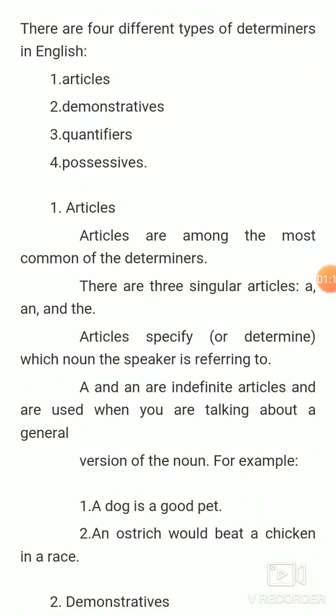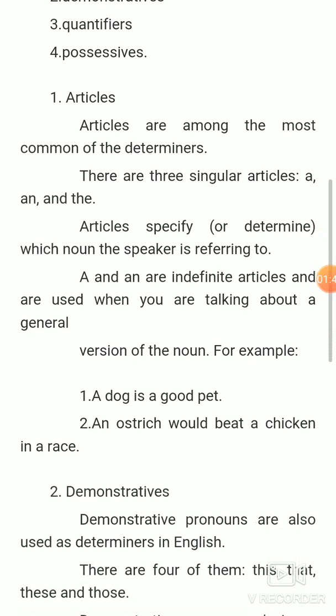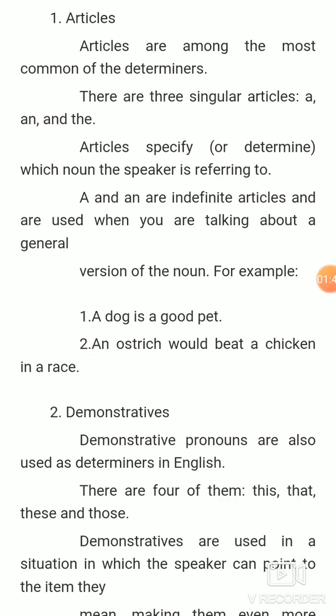There are mainly 4 types of determiners in English, which we have already discussed in determiners part 1, which I am going to recapitulate here with a little more examples. So listen carefully. There are 4 types of determiners. First, articles. Second, demonstratives. Third, quantifiers. Fourth, possessives. So let's discuss the articles in detail with some more examples.